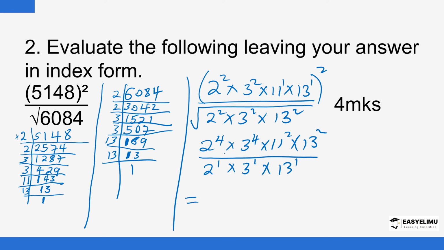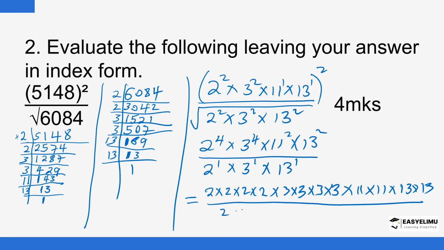So I'll try to use long division, like break them down: 2 power 4 is 2 by 2 by 2 by 2. Again, 3 by 3 by 3 by 3, 11 by 11, and 13 by 13, divided by 2 power 1, 3 power 1, and 13 power 1. So what is going to happen is that we're going to cancel out: 13 cancels 13, 3 cancels 3, 2 cancels 2. Then you have the answer as the remaining numbers, which is 2 by 2 by 2.